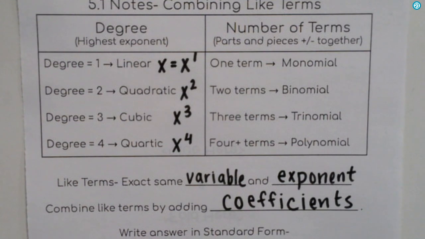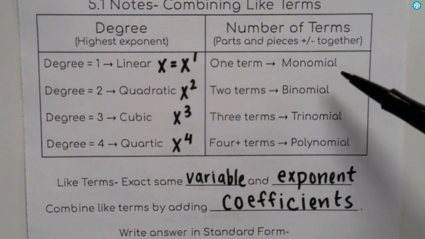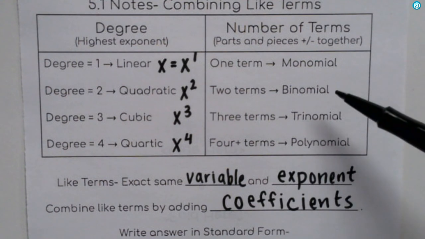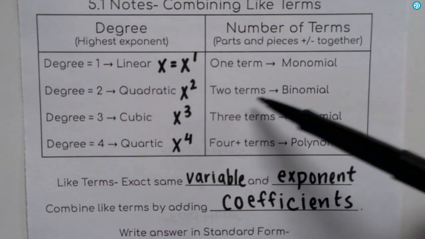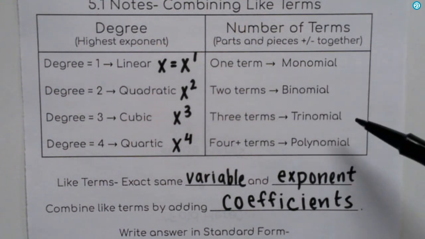All right, any questions on that? Okay, then we are also going to classify based off of the number of terms we have. So we can have 1, 2, 3, or 4 or more terms. If it's 1 term, it is monomial. Mono means 1. 2 terms, binomial, like a bicycle has 2 wheels, is 2 terms. Trinomial, tricycle has 3 wheels, it's 3 terms.